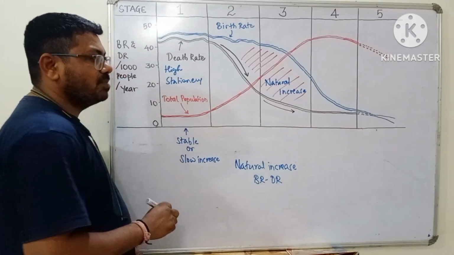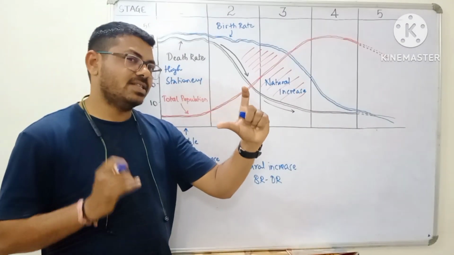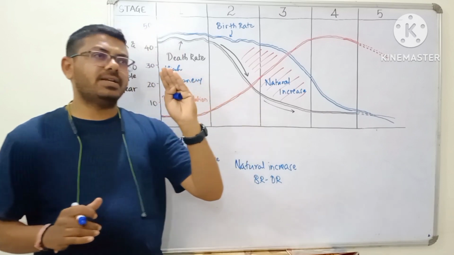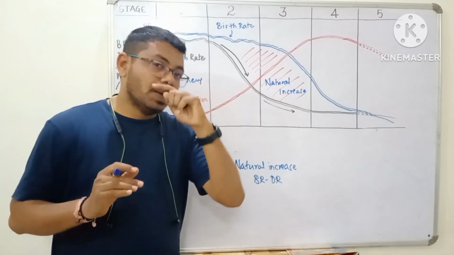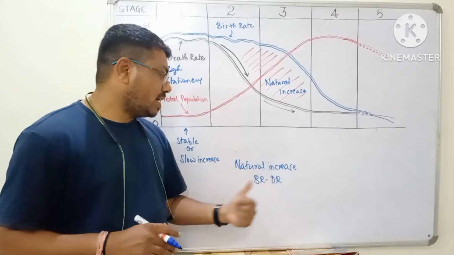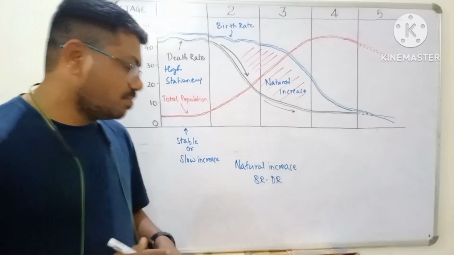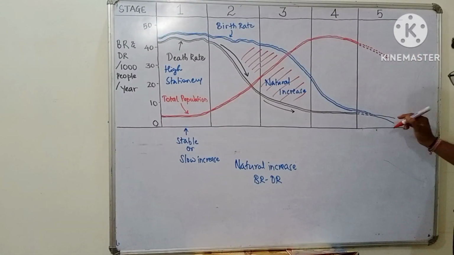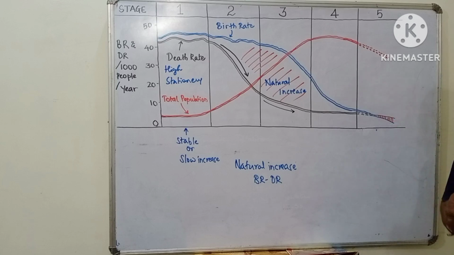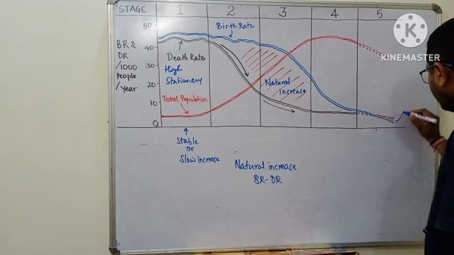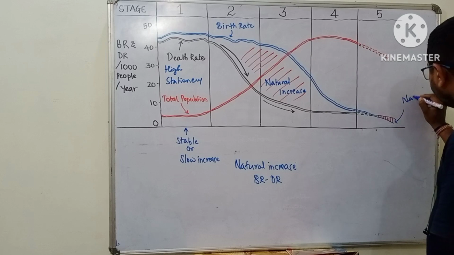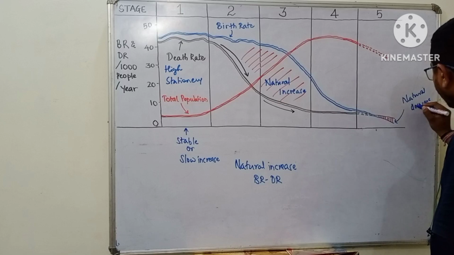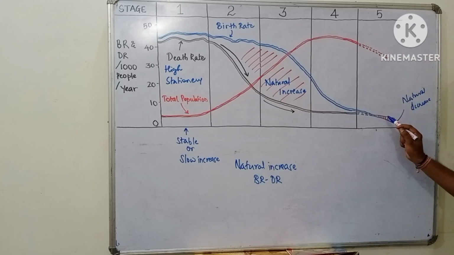Natural increase means where birth rate remains a little higher than death rate. So if there is a positive relationship between birth rate and death rate, that is called natural increase. But if death rate becomes high and birth rate becomes low, then this is called natural decrease. So this is the difference between natural increase and natural decrease, because death rate is higher than birth rate.